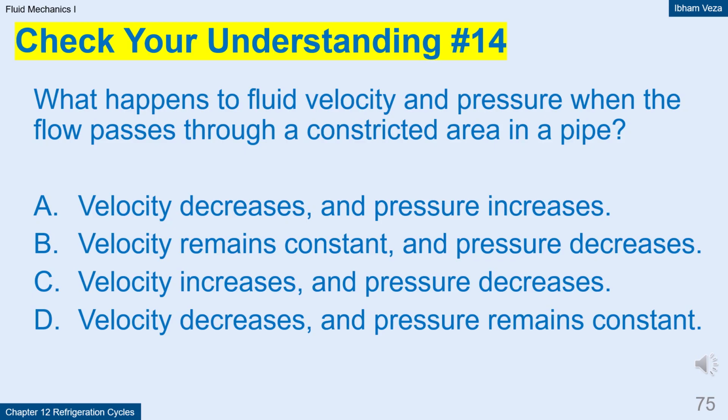Explanation. A is incorrect because a constricted area causes velocity to increase, not decrease, and pressure to drop, not increase, due to the Bernoulli principle. B is incorrect because velocity changes when the cross-sectional area changes and pressure decreases in constricted regions. D is incorrect because velocity increases, not decreases, in a constricted area, and pressure does not remain constant.